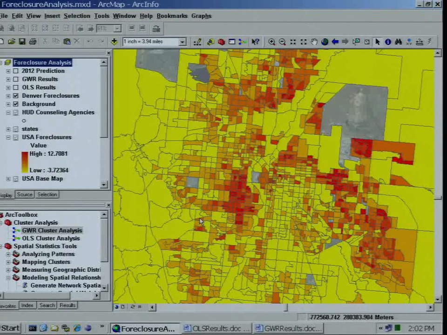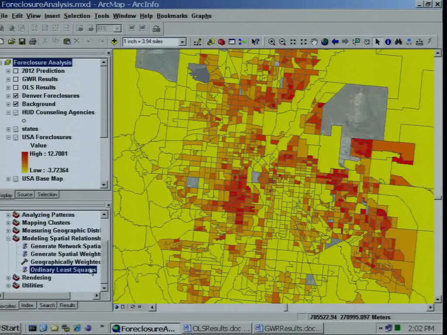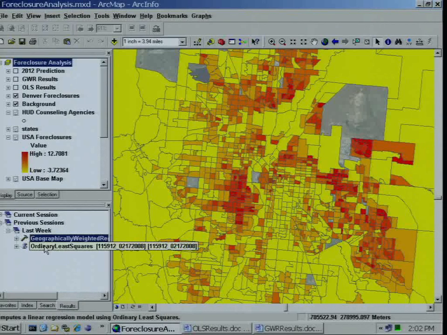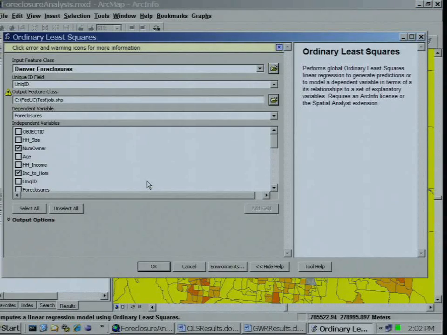After investigating our data, we're now looking for what combination of variables significantly contributes to the occurrence of foreclosures. We're going to begin with a linear regression tool, which has been added to the Spatial Statistics Toolbox called Ordinary Least Squares, or OLS. OLS allows us to predict one variable, in this case foreclosures, using a combination of related variables, such as the debt ratio of homeowners, the level of college education, or the diversity index of an area.